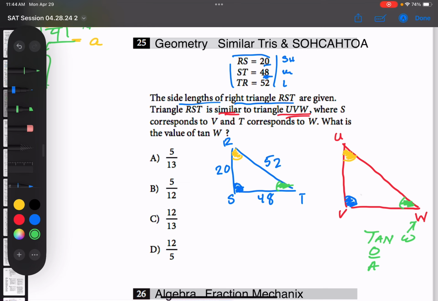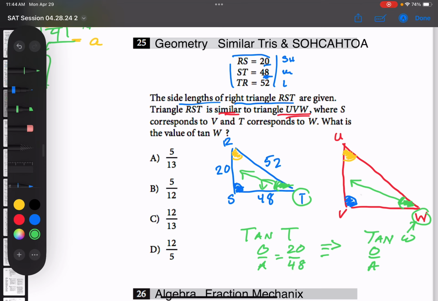So it would have to be the opposite of W, which they did not give us any measurements for, but the tangent of W is going to be exactly the same as the tangent of T. Right? Because T and W share the same corner, they share the same angle measurements. So what is the opposite over adjacent of T, which will be the same as the opposite over adjacent of W? What's the opposite of T? That's going to be 20. And what is the adjacent of T? That's going to be 48. So your answer is 20 over 48.